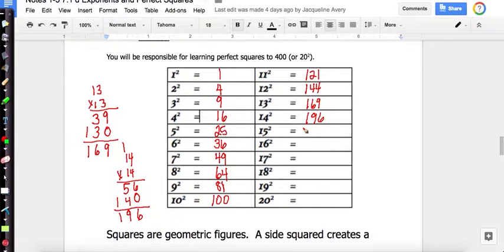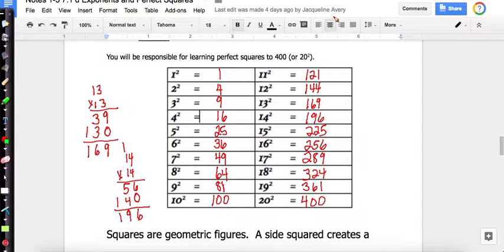Now we're not going to work every single one of these out. When I did this lesson in class, I actually had each group work out 2 of these. So now we have 15 squared is 225. 16 squared is 256. 17 squared is 289. 18 squared is 324. 19 squared is 361. And 20 squared is 400.